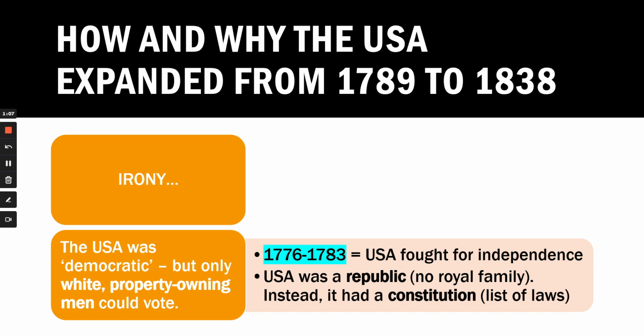So between 1776 and 1783, the USA fought for independence and won. It then chose not to have a royal family, so was called a republic. So instead of a king governing the country, it had a constitution, which is basically a list of laws that decides how the country is run.